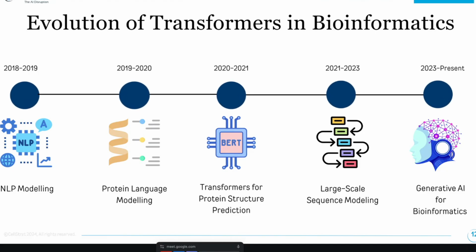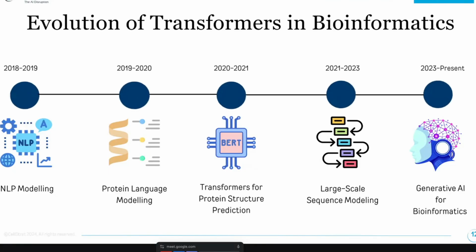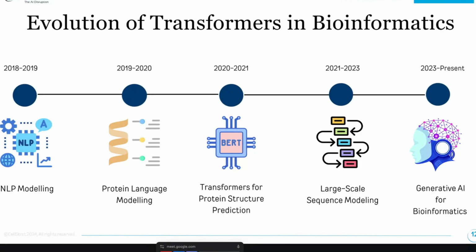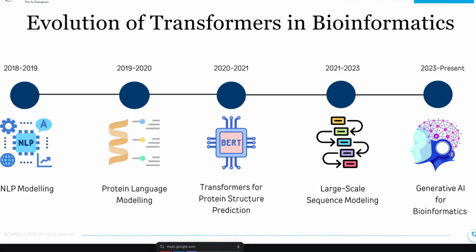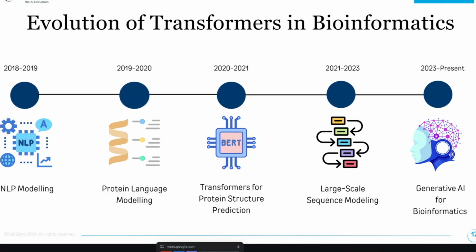ESM2 was also around that stage. Meta AI and Google DeepMind had a competition of which protein modeling sequence would be of the best use case for researchers. And so Meta AI came about with ESM2, and that showed how transformers alone could learn evolutionary scale representations of proteins. Then we have large scale sequence modeling.